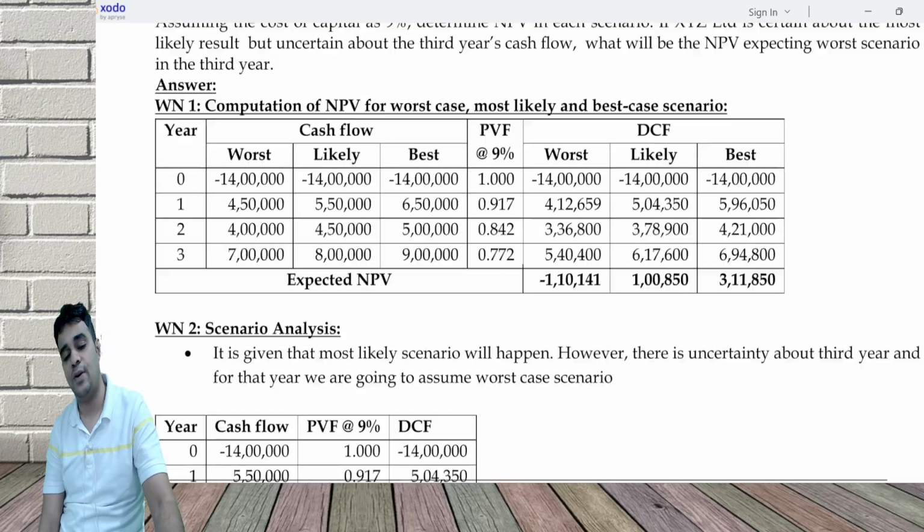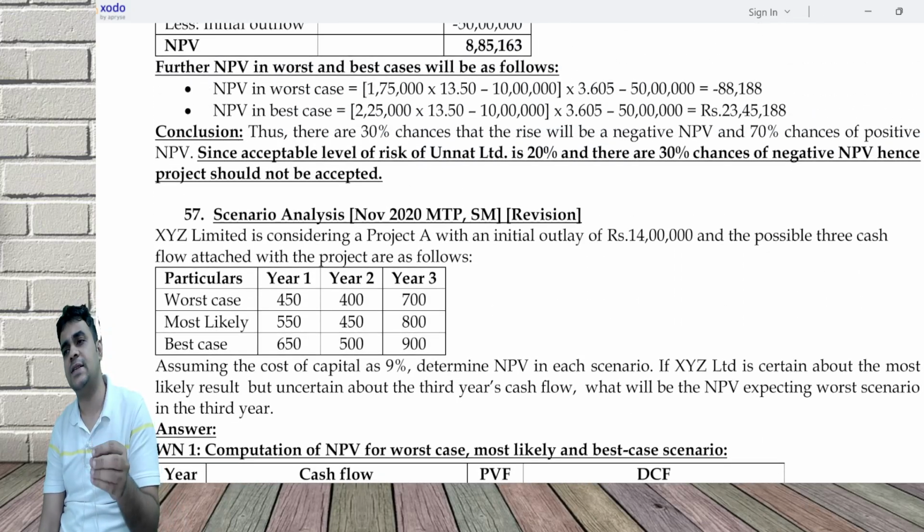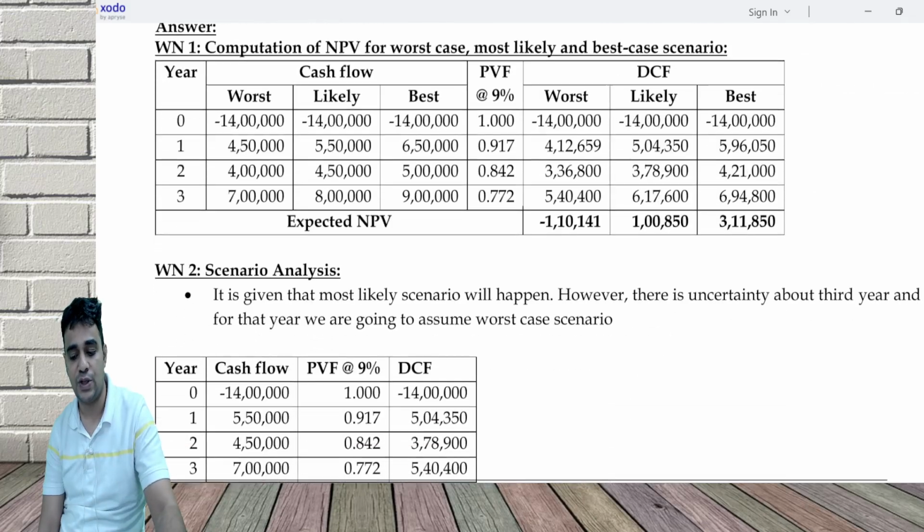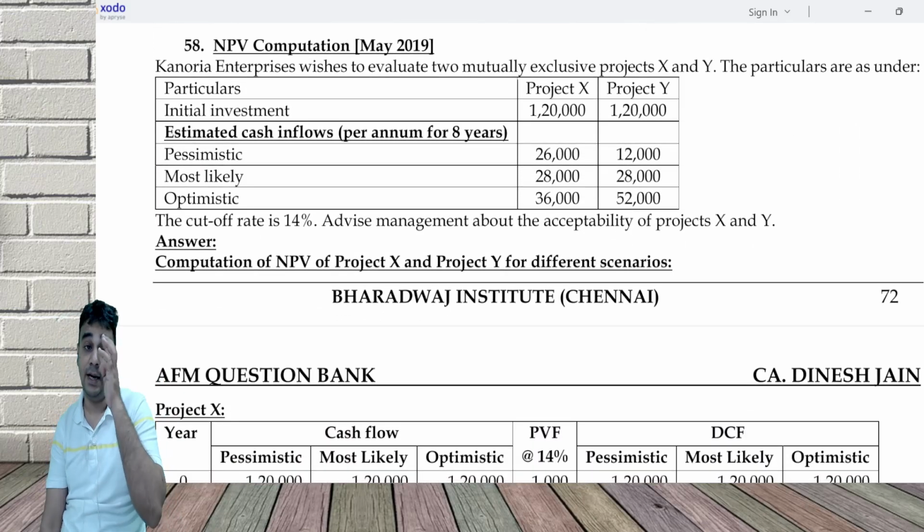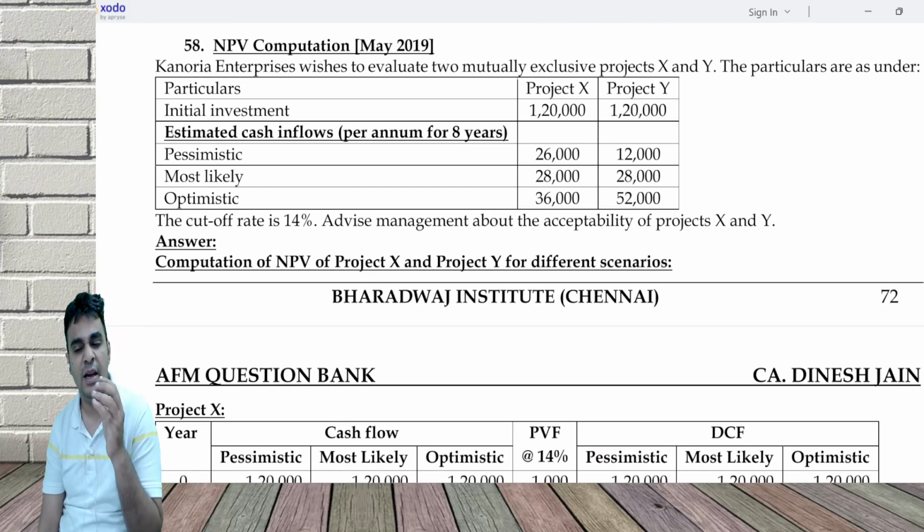57 is on scenario analysis. Again, I'm not discussing 56, 57 and 58. They are questions on sensitivity. 56 is a slightly tricky question. Do attempt it at home. Scenario is very simple. 57 and 58 are going to be very simple.